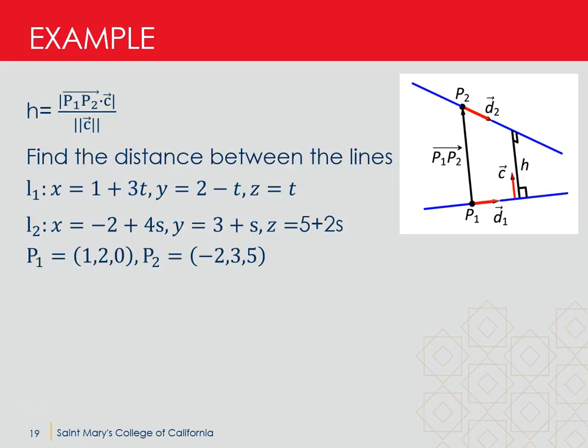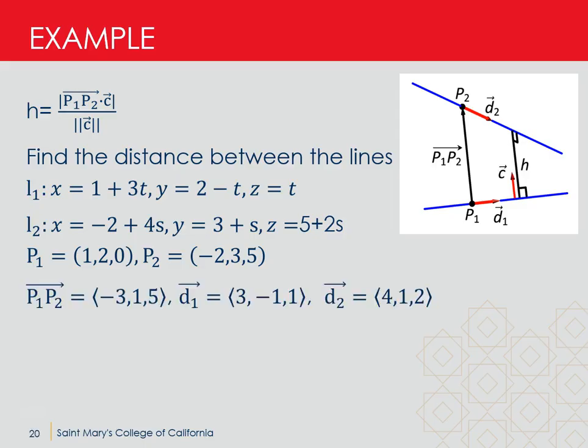So the very first thing we do is take two points, a point on each line. Again, there are infinitely many choices here, but there's a very obvious one for the first line: 1, 2, 0. For the second line, negative 2, 3, 5. So that's the two points. Then we need the vector P1P2, which we find by subtracting.